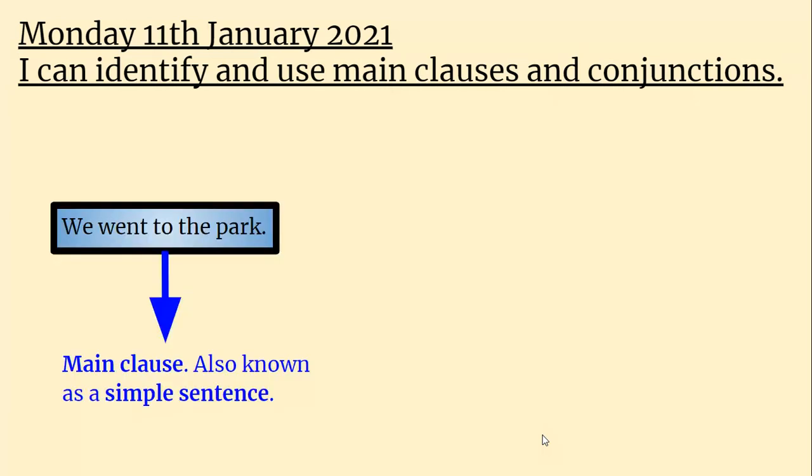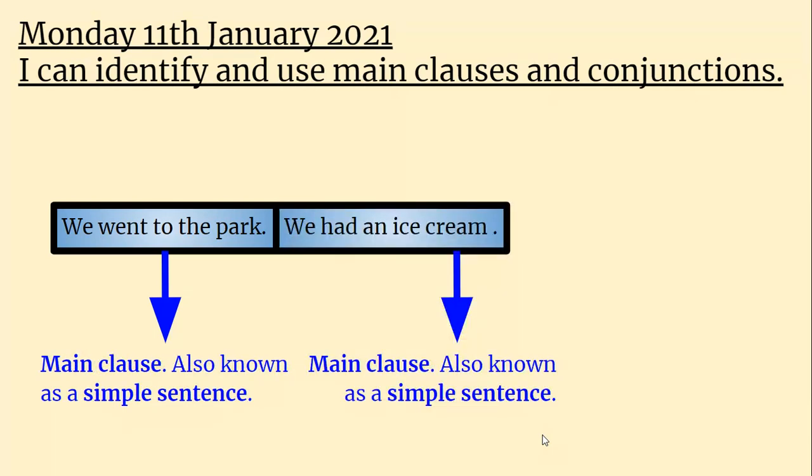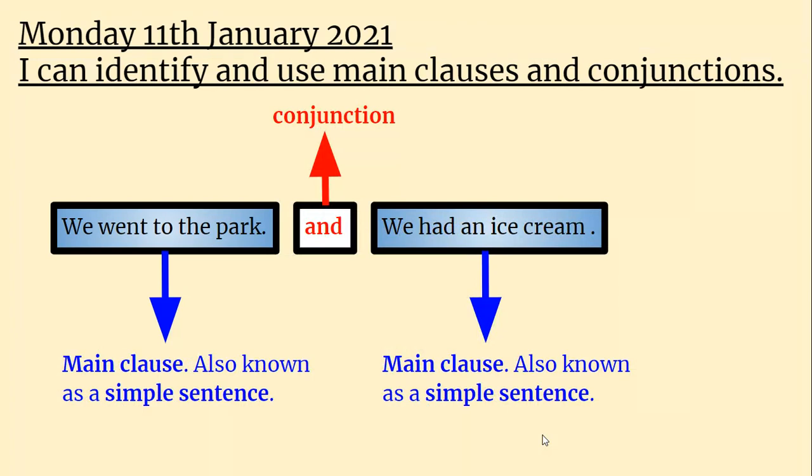We went to the park. That's a main clause because it makes sense on its own, and it's also known as a simple sentence. Another main clause, we had an ice cream, also known as a simple sentence. If I were to just speak as we went to the park and I paused, we had an ice cream and I paused, it would take me a long time to tell you what I've done in the day. So if I added this, I could say we went to the park and we had an ice cream.